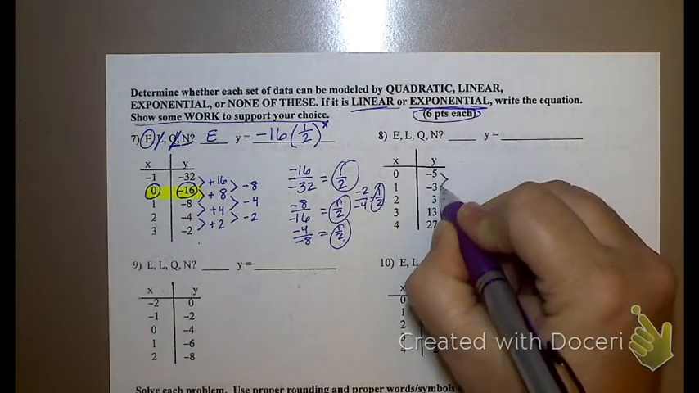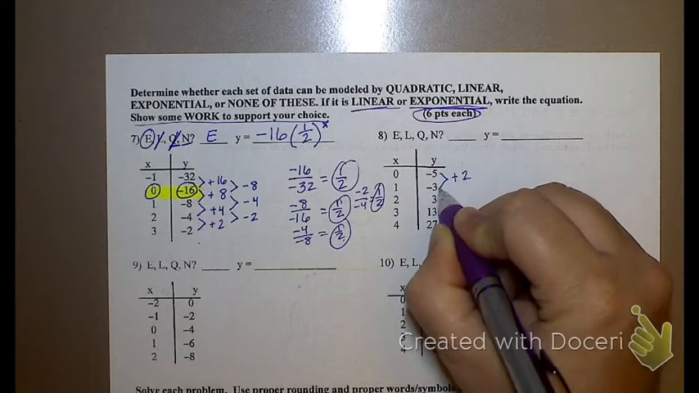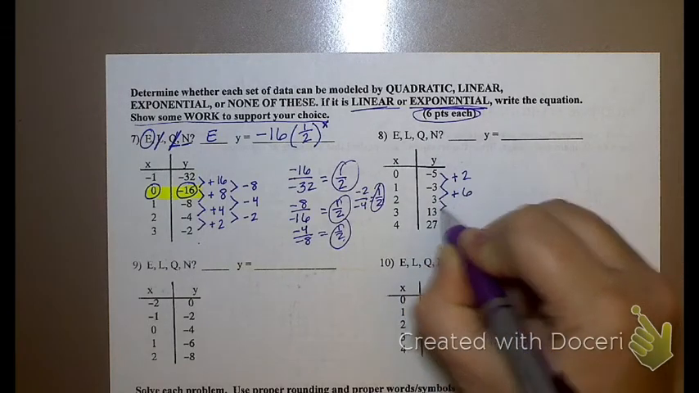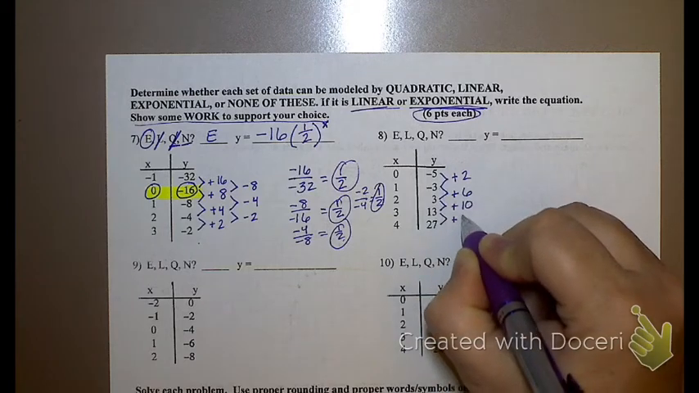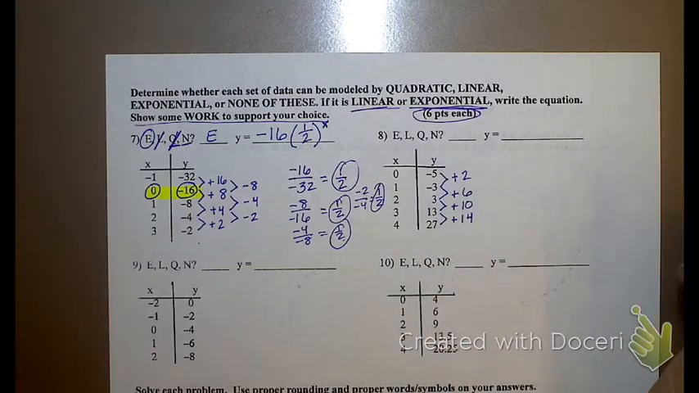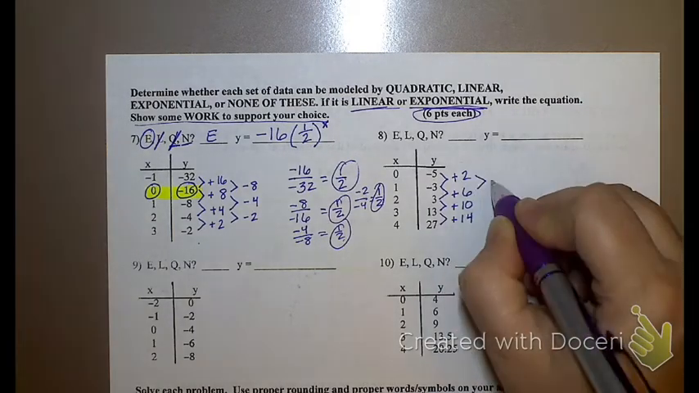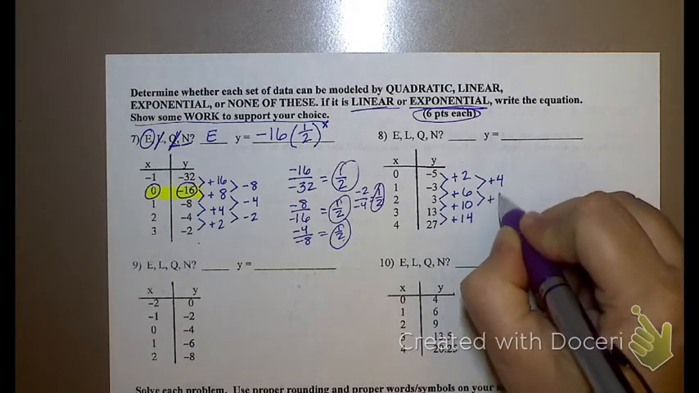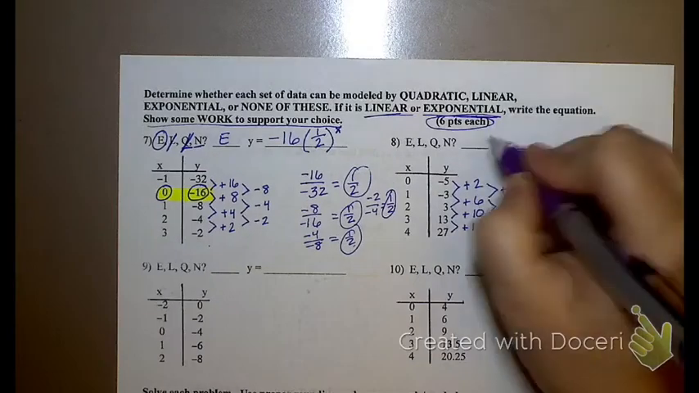How do you get from negative 5 to negative 3? You add 2. How do you get from negative 3 to positive 3? Add 6. How do you get from 3 to 13? And 13 to 27? Definitely not linear, right? If it was linear, all those would be the same. How do you get from 2 to 6? From 6 to 10? From 10 to 14? What do we have? Quadratic.